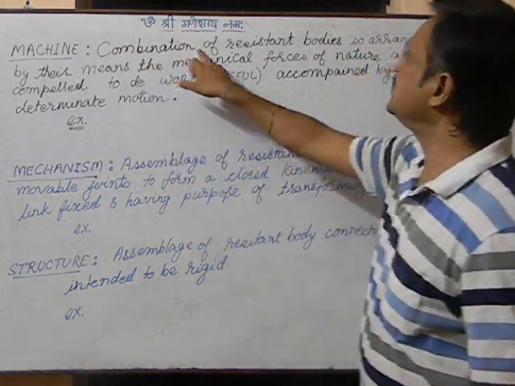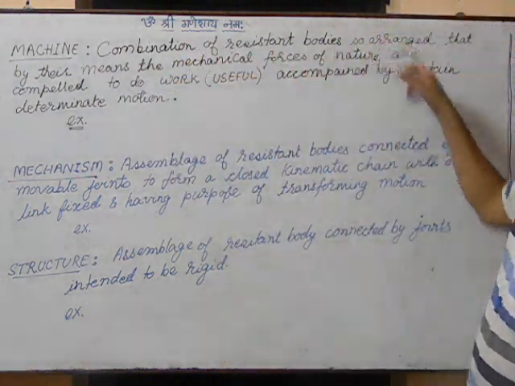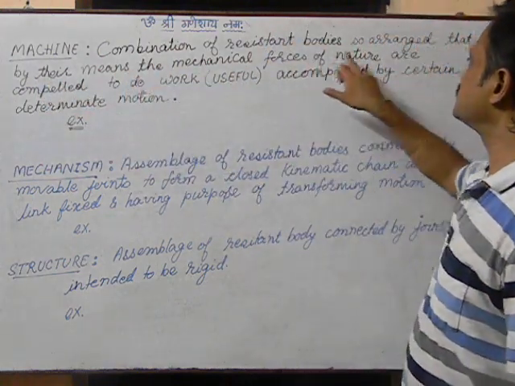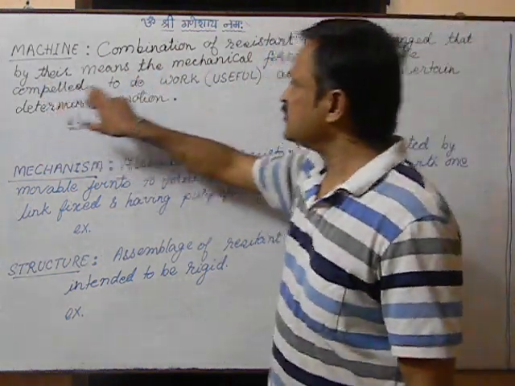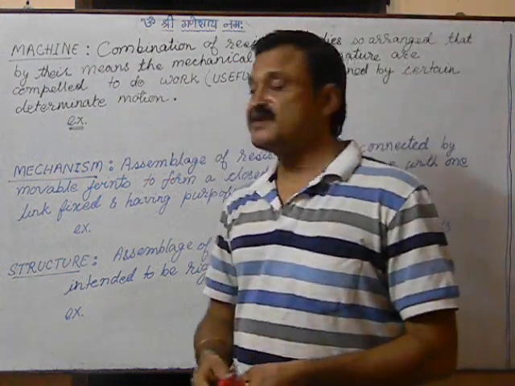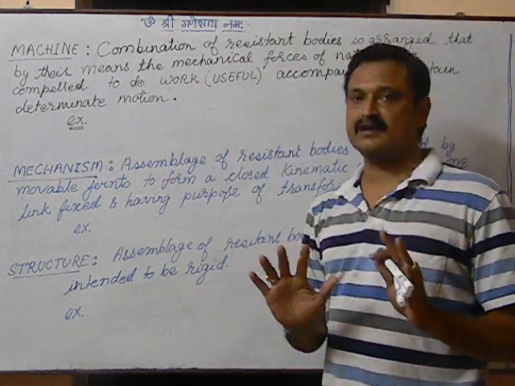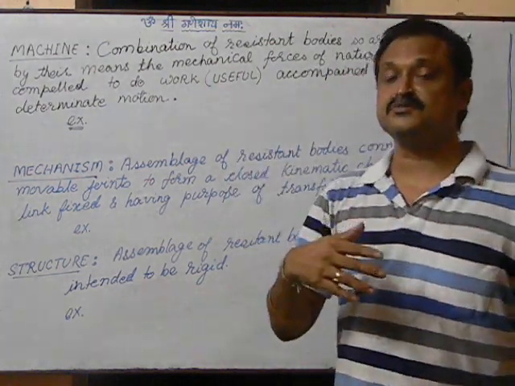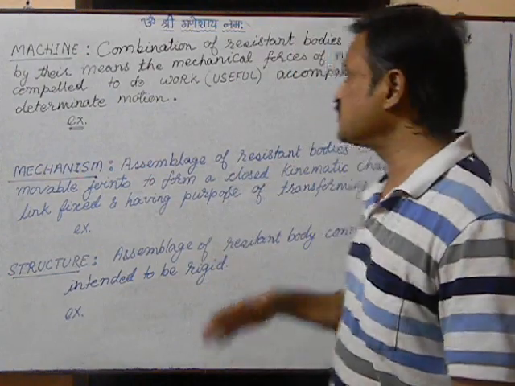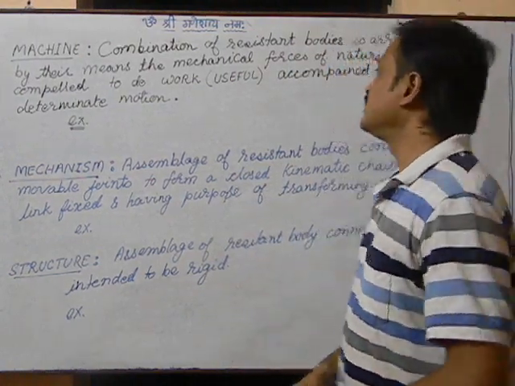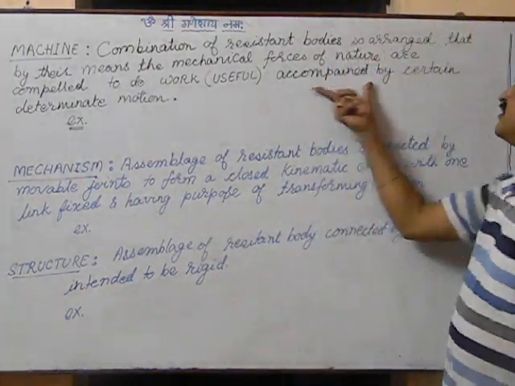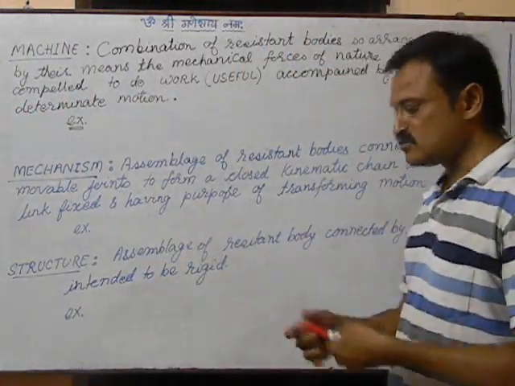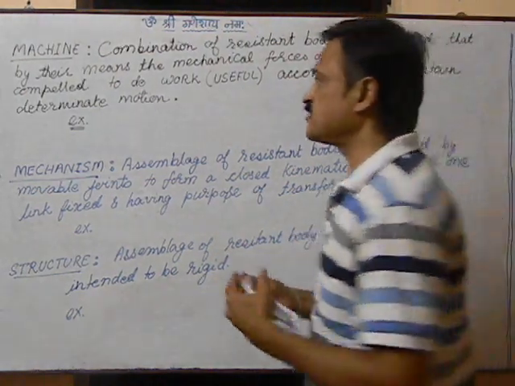Machine as combination of resistant bodies so arranged that by their means the mechanical forces of nature are compelled to do work. Again here by work we mean mechanical work as far as our study is concerned, and that too we are calling this to be useful work. I'll come to how we are calling this useful work, accompanied by certain determinate motion. Now by determinate motion we mean some specific motion.